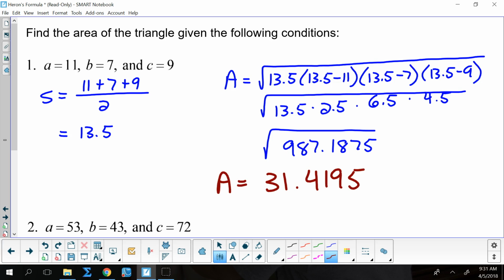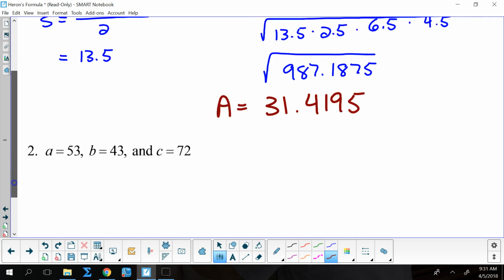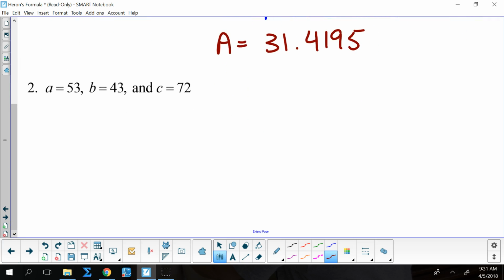No? Okay. What I'd like you to do now is find me the area of number 2. All right, so my semi-perimeter here is going to be 53 plus 43 plus 72, all divided by 2. So what's that? 96 plus 72. Hold on, I gotta get on it. What did I say? 96 plus 72 is 168. So that gives me a semi-perimeter of 84.